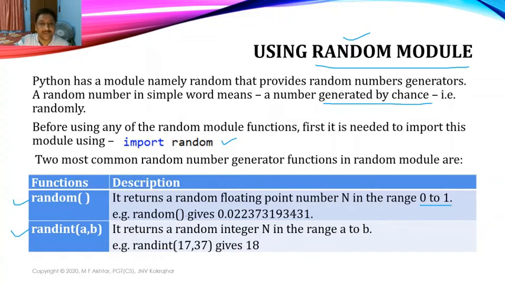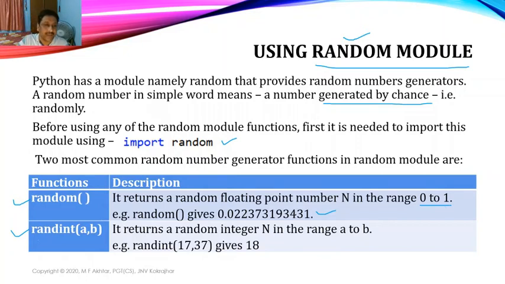Here we are giving an example. Suppose we call the random function. It may give a number like 0.02237. Any number can be given at any time, but it must be between 0 and 1. One thing is also important here: the random function never returns the value 1, meaning 1 is excluded. It will return from 0 to less than 1.